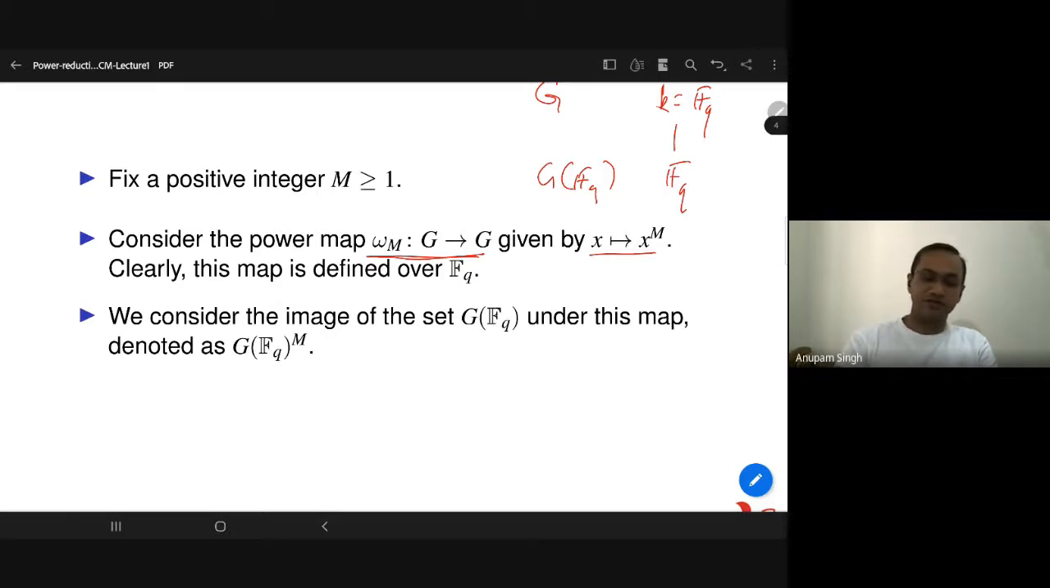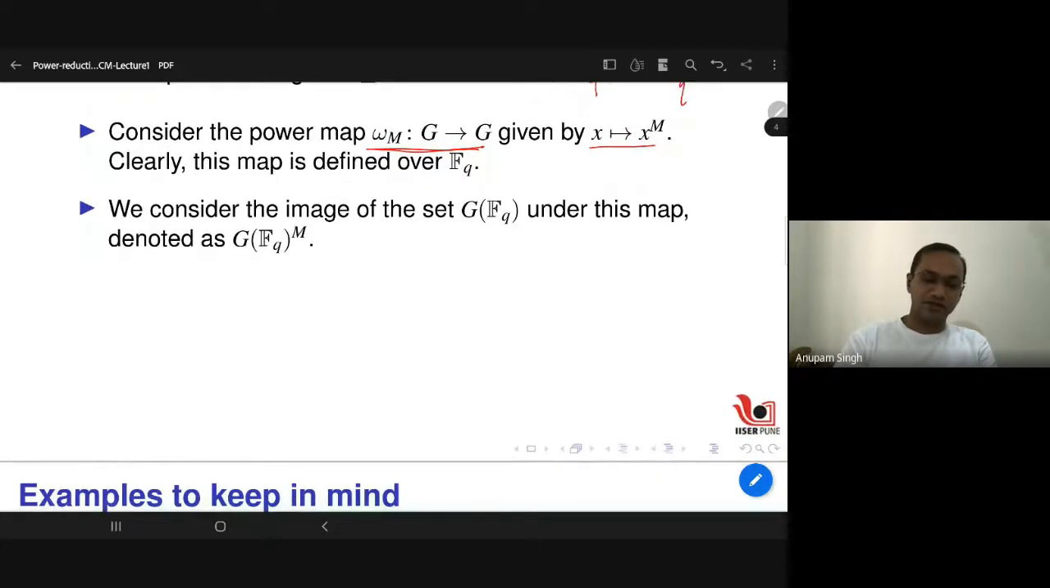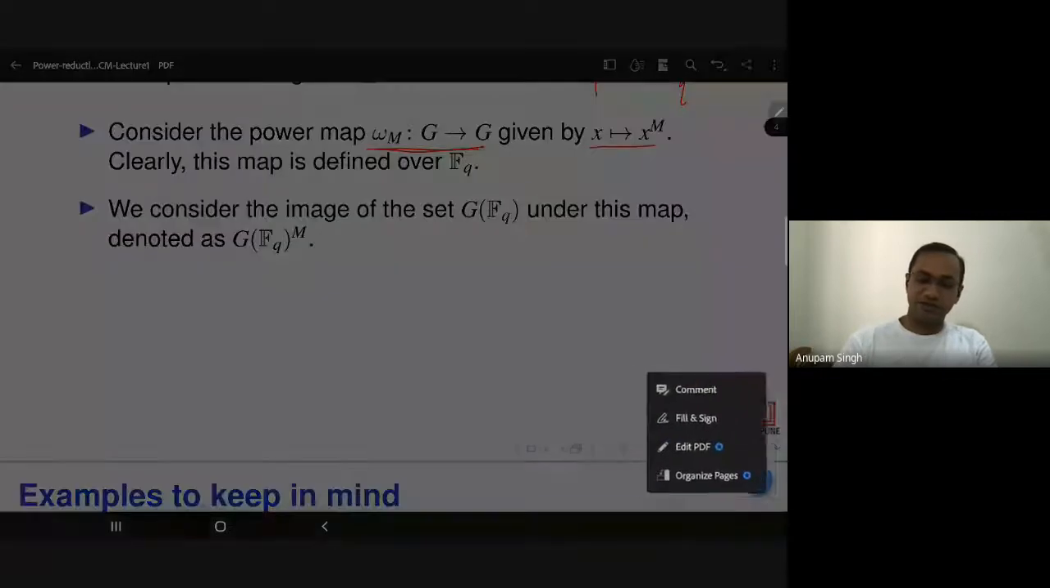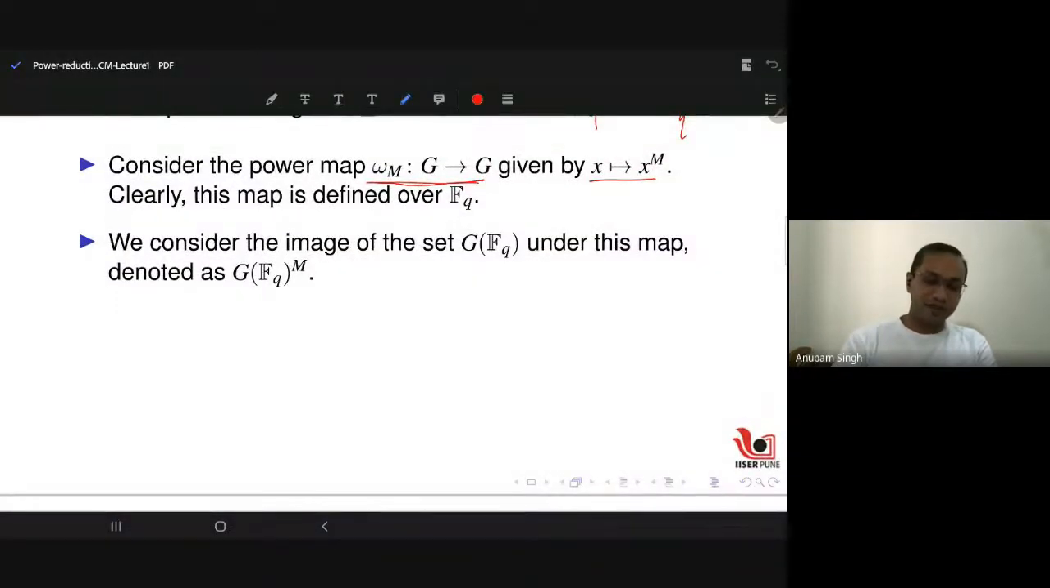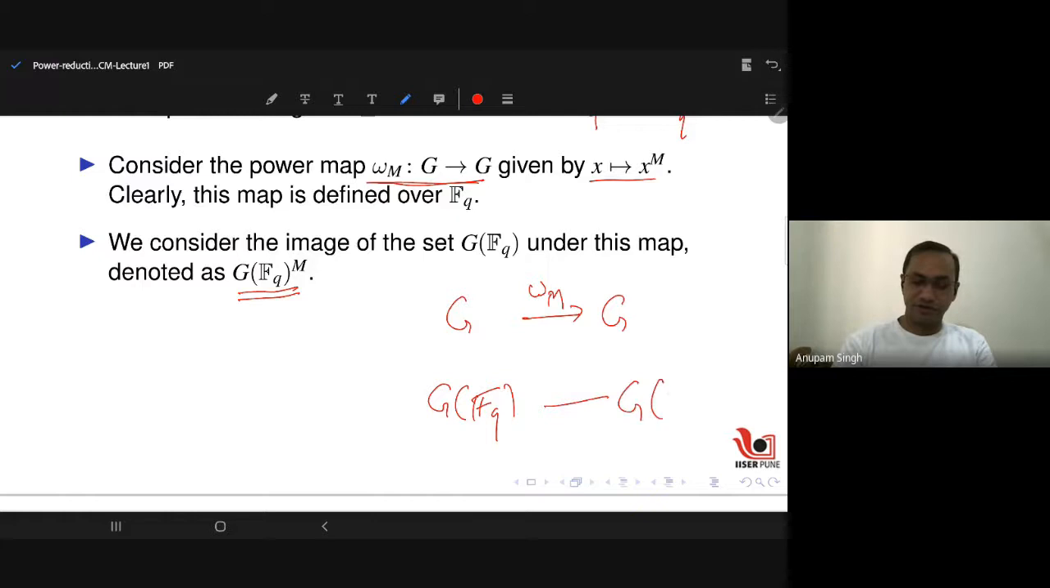So which gives me finite groups of Lie type. Under this map, I will also denote, this is the notation I'm setting here, that G^F_q to the power m is nothing but the image of this. So I can think of the map I have here, omega m. This also descends to the F_q points because the map is defined over F_q. So I will keep calling this map omega m.